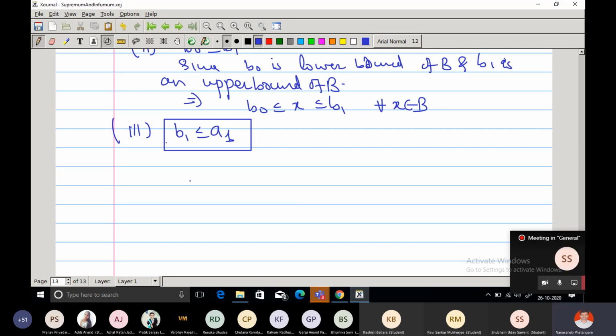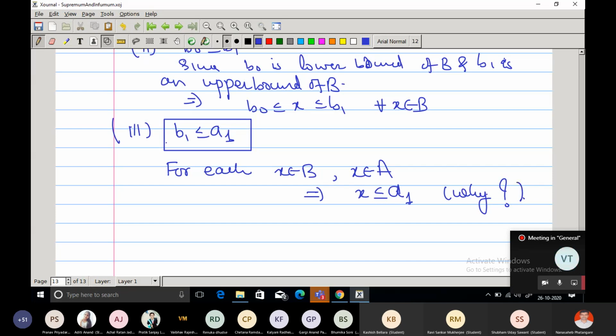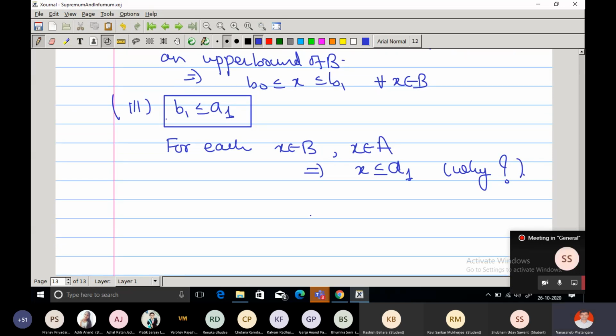How to verify this? For each x in B, x is a member of A. Right, x is a member of A, and therefore x is less than or equal to A1. Right? Why?